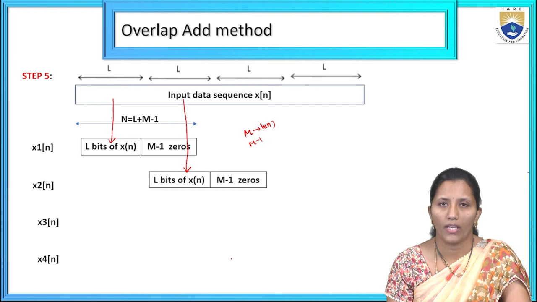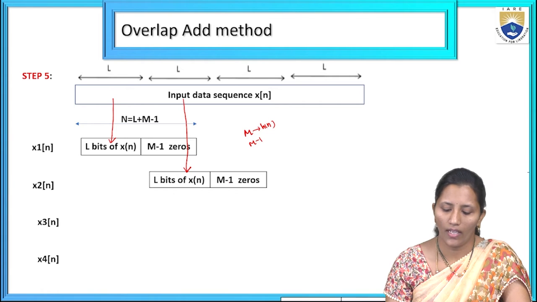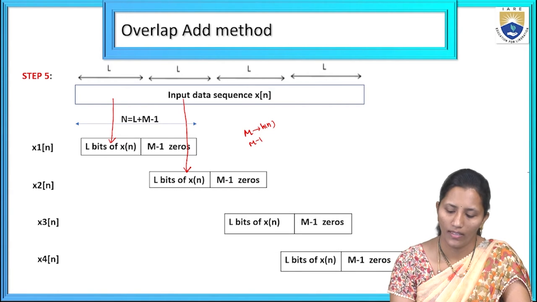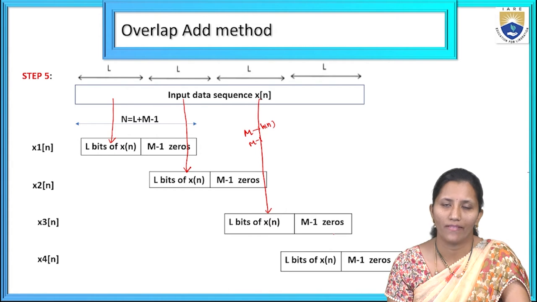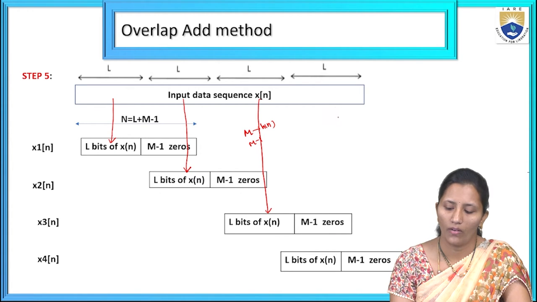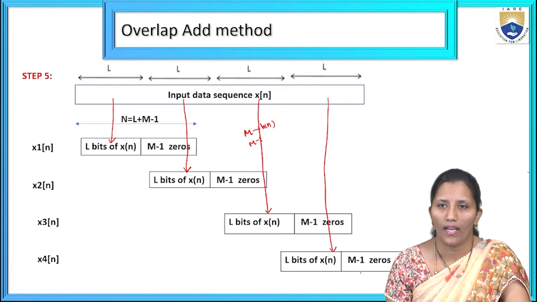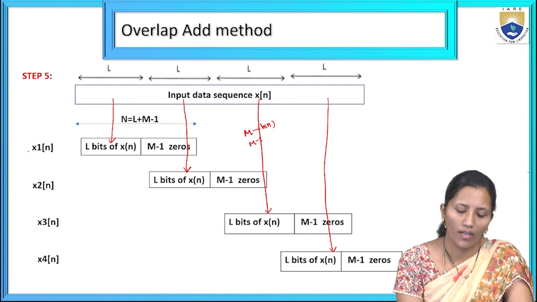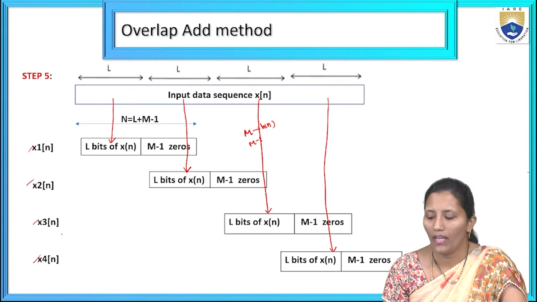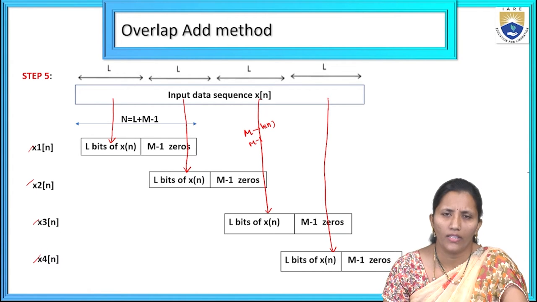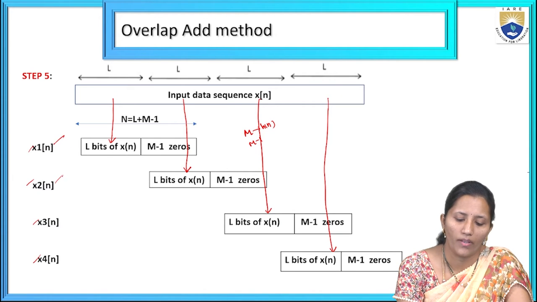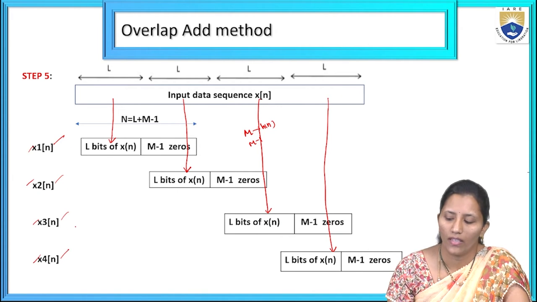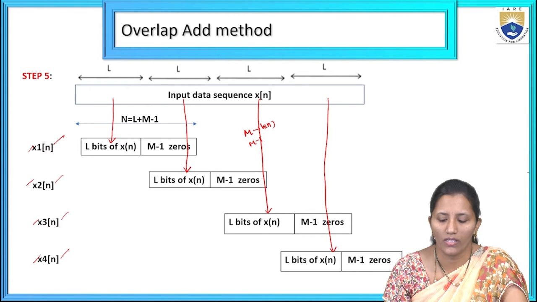The next L bits go to x2 of n, followed by M minus 1 zeros. For x3 of n, we take the next L bits and pad M minus 1 zeros, and for x4 of n also we take the next L bits and pad M minus 1 zeros. In each section block we get N samples. So the total number of samples in each block, when dividing x of n into x1 of n, x2 of n, x3 of n, x4 of n, is N equal to L plus M minus 1.